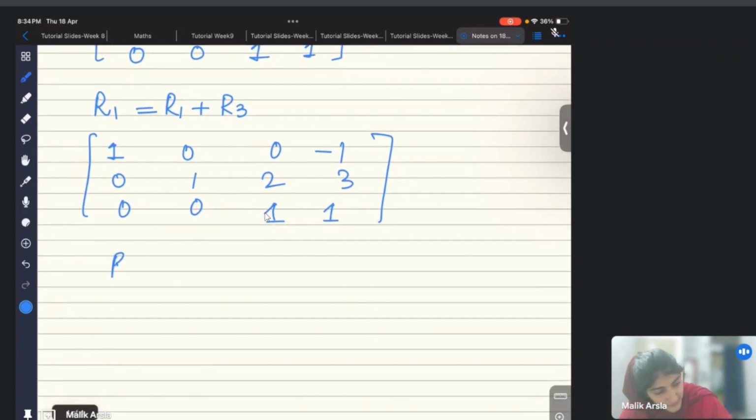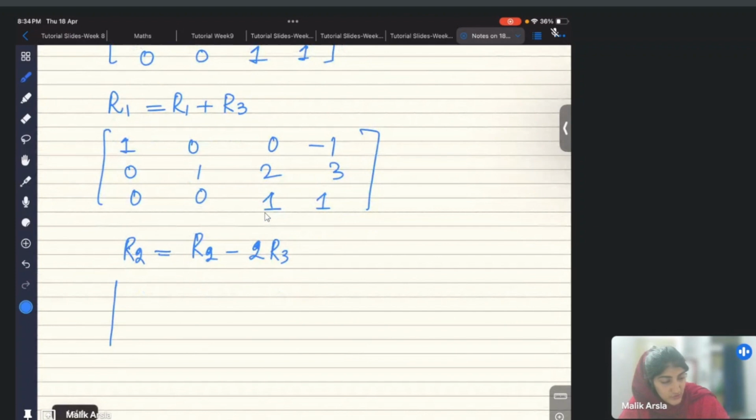So we will simply do r2 is equal to r2 minus twice r3. It will not change the first two entries. It will be 1, 0, 0, minus 1. The first row remains as it is. The second row: 0 minus 0, 0; 1 minus twice 0 will be 1 only; then 2 minus 2 will be 0, and 3 minus 2 will be equal to 1. And the last row is 0, 0, 1 and 1.